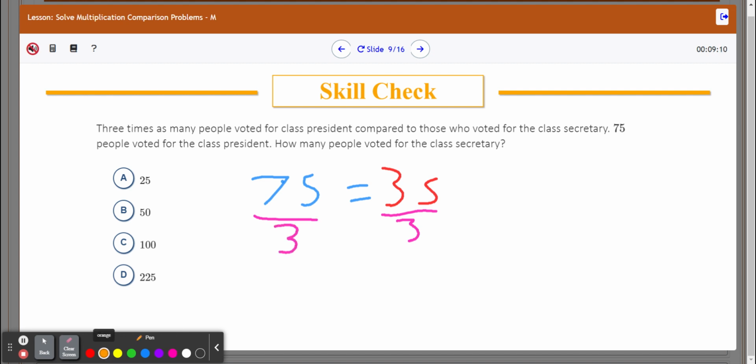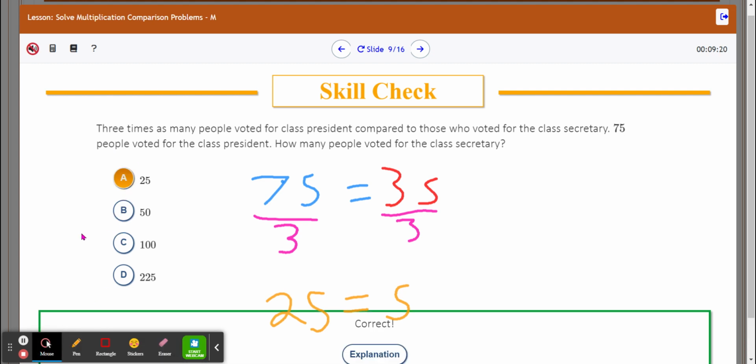So what do I get? Well, I've got S by itself, and then I've got 75 divided by 3, which is 25. So how many people voted for class secretary? The answer would be 25.